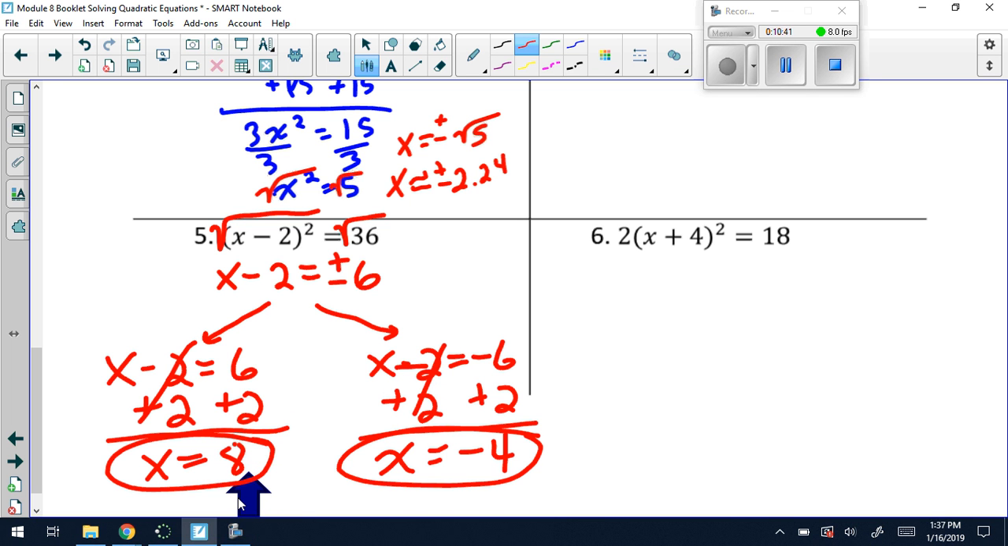I'm going to check my answers, but I'm going to do it in my head. I'm going to say it out loud, but I'm not going to write it down. If I plug 8 in, I get 8 minus 2 is 6. 6 squared is 36. That gives me a true statement. If I plug negative 4 in, negative 4 minus 2 is negative 6. Negative 6 squared is 36. So I get another true statement there.